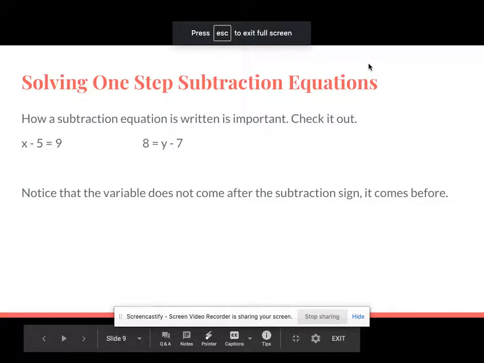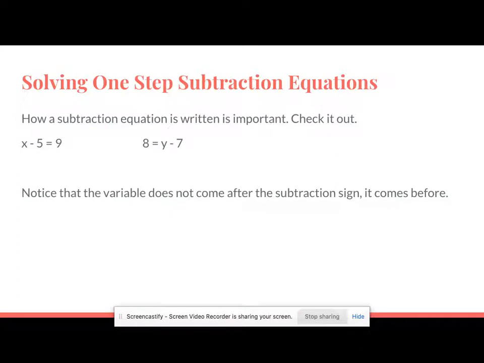Solving one-step subtraction equations. One thing important to note is how a subtraction equation is written. Check it out: x minus 5 equals 9, and 8 equals y subtract 7. Notice that the variable does not come after the subtraction sign, it comes before. So we really want to make sure that whatever number we're using is coming after the subtraction sign, so we're adding that to the other side.